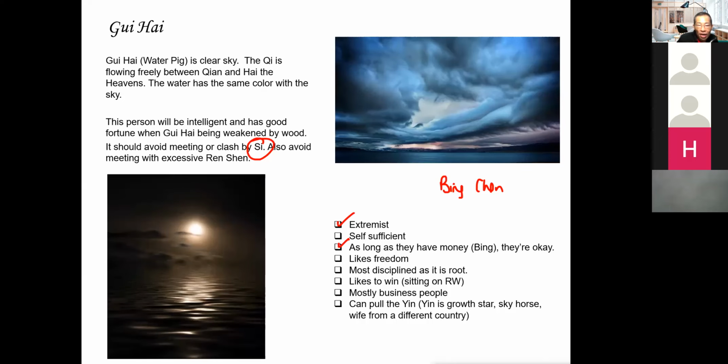All right, and they are sitting on Rockwell. Sitting on Rockwell, they like to win, and they can gather businesses, of course. So they are also generally very business people. Some say that Gui Hai are very likely to marry a foreigner. So in the ancient days, when they saw a Gui Hai, they'd say, marry foreigner.